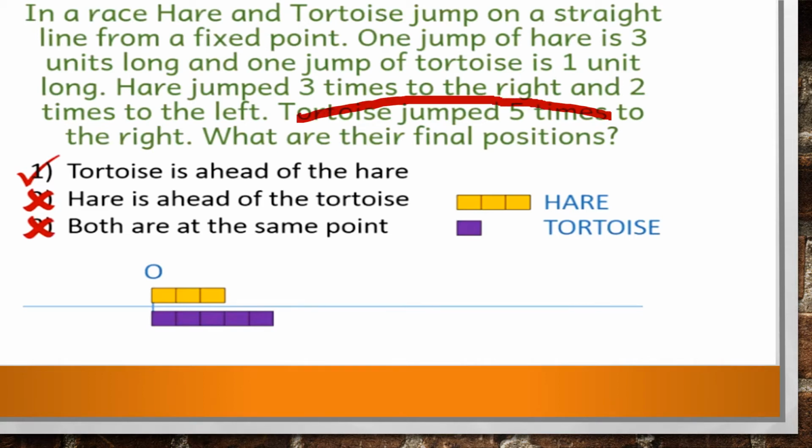So when you talk about the tortoise jumping 5 times, what do you say? That how many units? 1, 2, 3, 4 and 5. In all 5 units, the tortoise has jumped 5 units and the hare is coming up to 3 units only. So who is ahead? The tortoise is ahead of the hare. Understood? And option number 2 and 3 are wrong and option number 1 is correct. I hope it is clear to all of you.